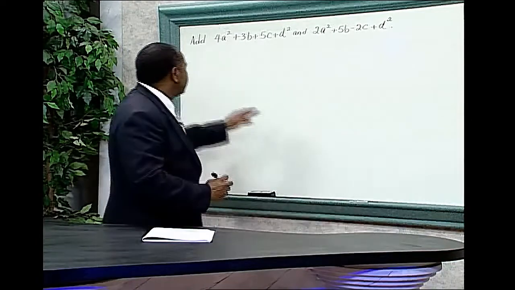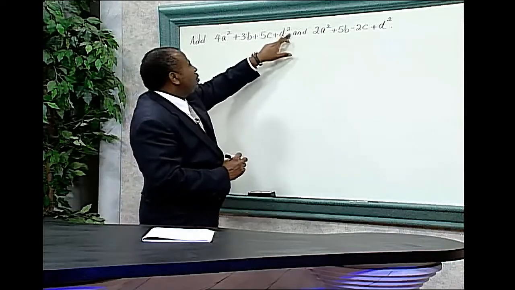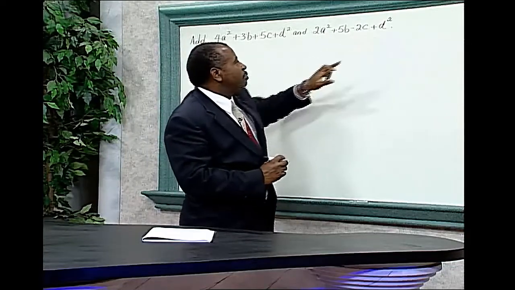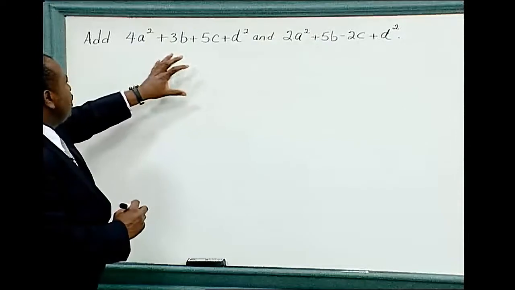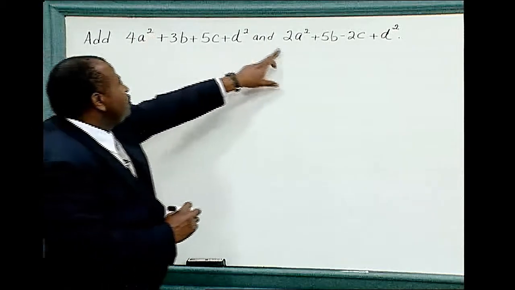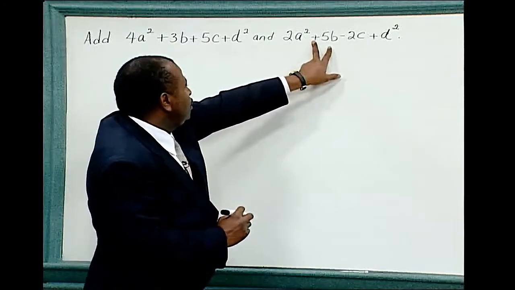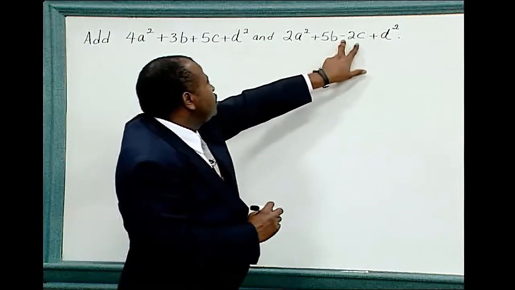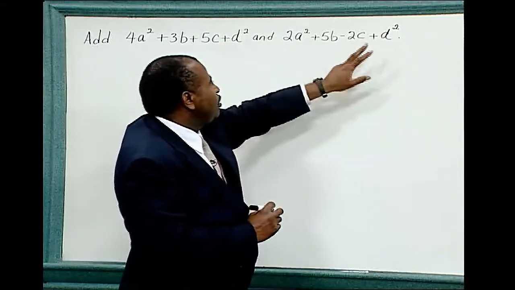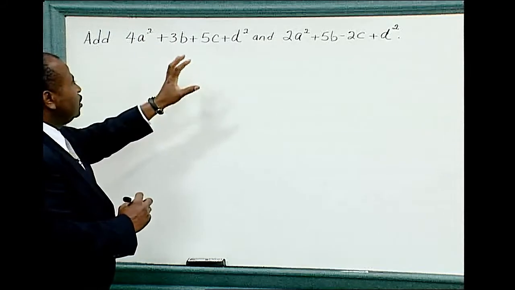Example number 4. Add 4a to the second power plus 3b plus 5c plus d to the second power and 2a to the second power plus 5b minus 2c plus d to the second power. In order to add this expression, we must make sure that the terms are alike. 4a to the second power is over here. We have 2a to the second power here. 3b here, 5b here. 5c here, a negative 2c here. We have positive d to the second power, positive d to the second power here. Therefore, since all the terms are alike on both sides, we can add the terms.